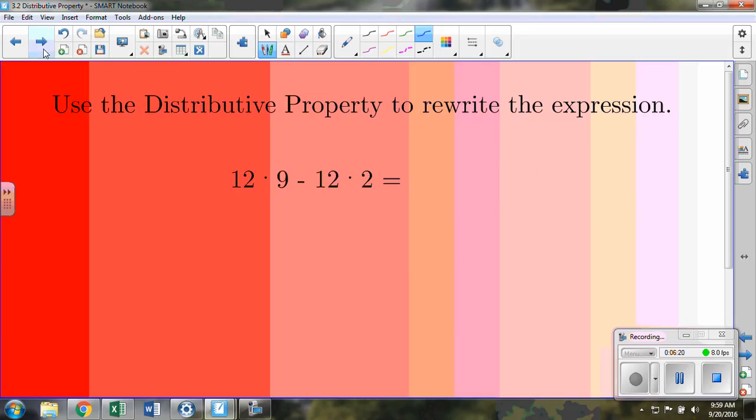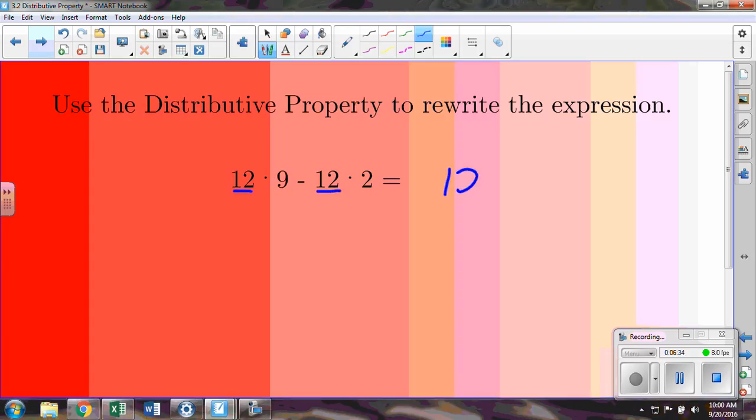Again, it works with subtraction also. What's the outside number going to be? What can we factor out? Because they both have the 12, that's the part that gets factored out. And then the other pieces, 9 subtract 2. After we factor out the 12, 9 minus 2 is what got left behind. We're done.